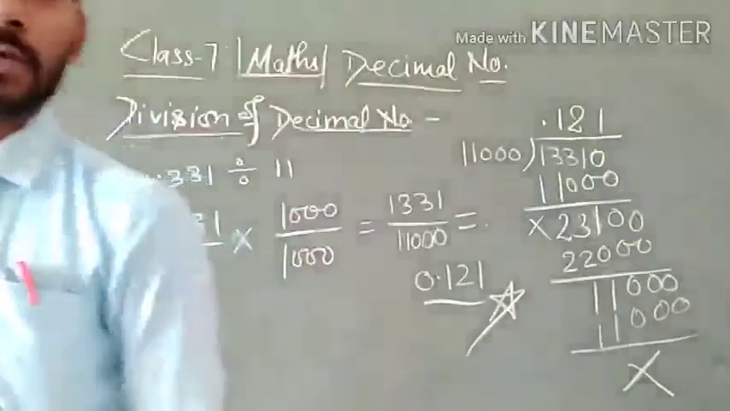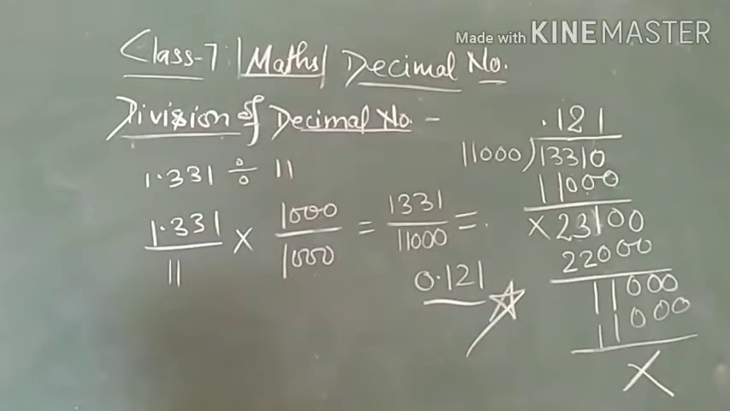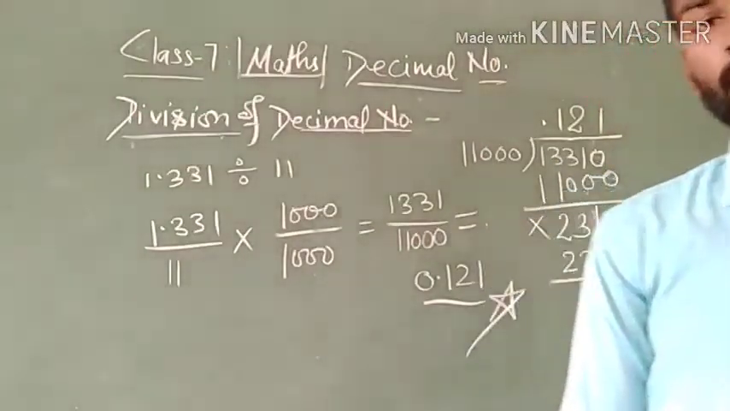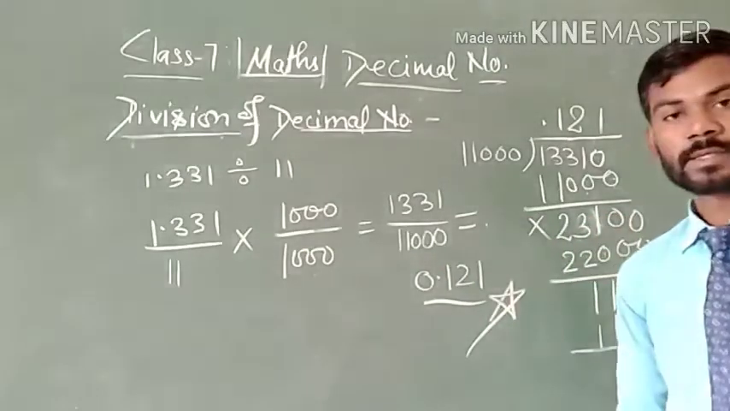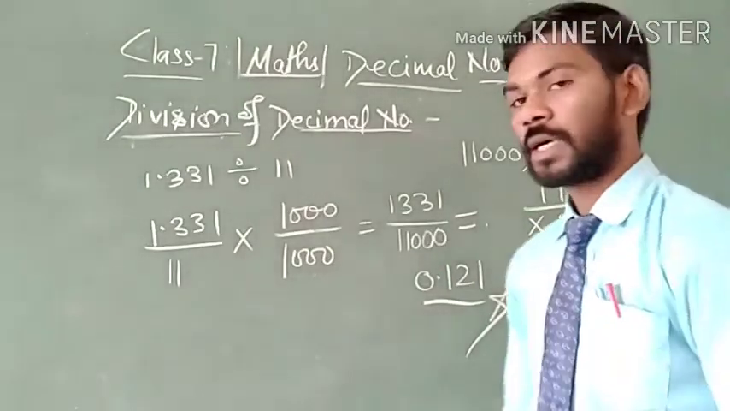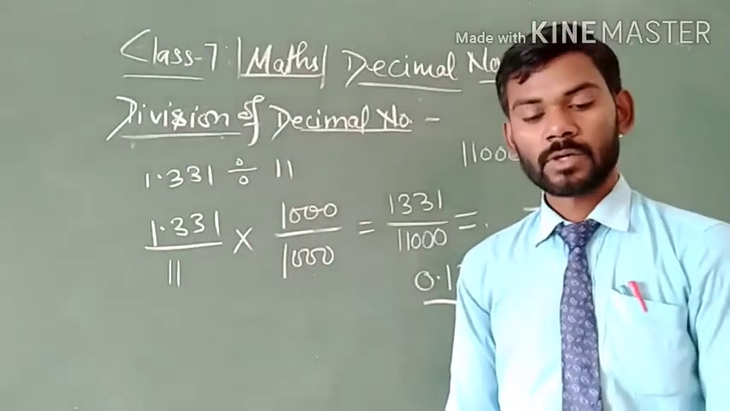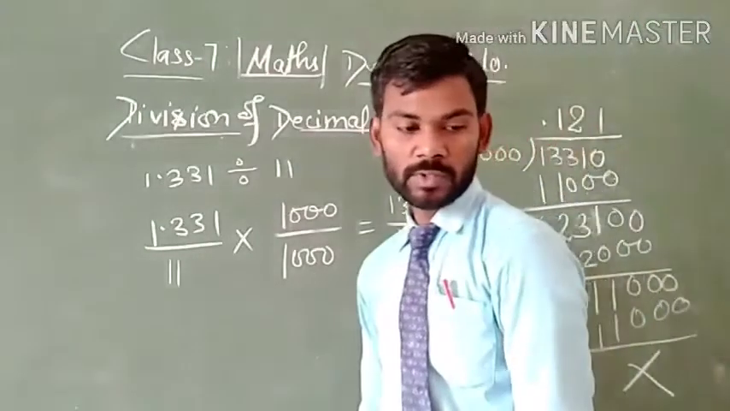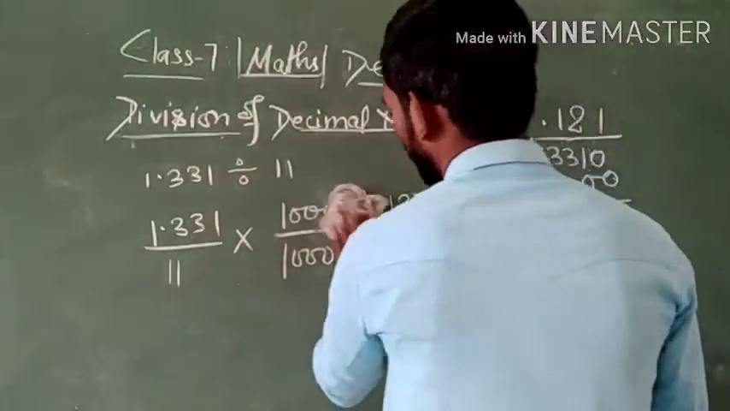Okay students, so in this way we have done our division of the decimal number. So this is the exact process to solve such type of division, and I hope you get everything clearly. Okay students, so now let us solve some more questions which are based on division of decimal numbers.